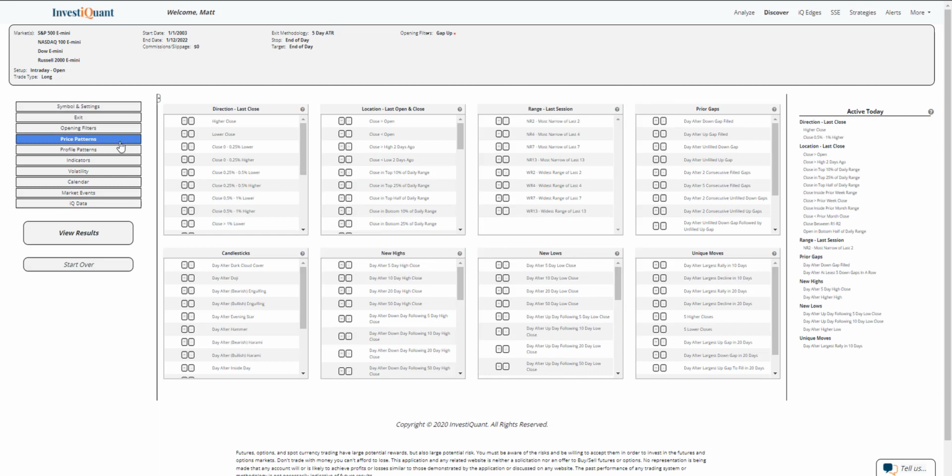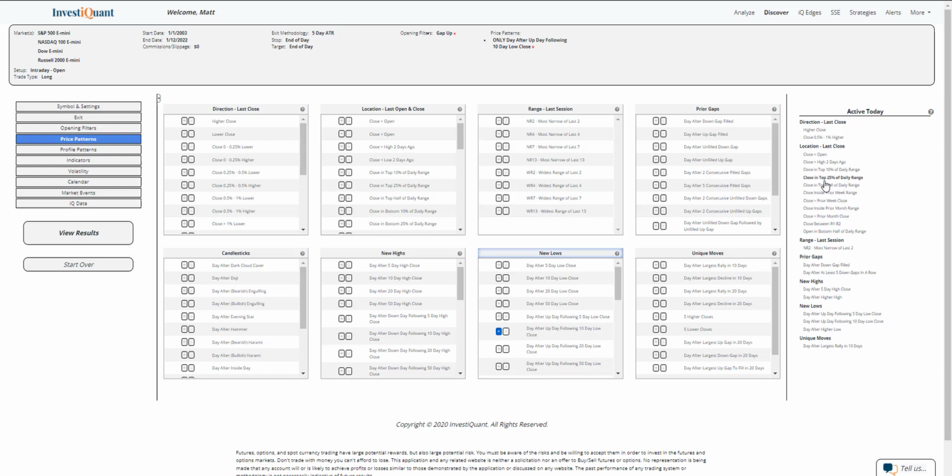The next thing I'm going to do is head down to the price patterns library, and I'm going to say that yesterday was an up day following a 10-day low close. So yesterday was an up day, meaning it was a green candlestick. It closed above the open. The day before closed at a 10-day low. I'm going to grab that from the active today new lows section here for day after up day following 10-day low close.